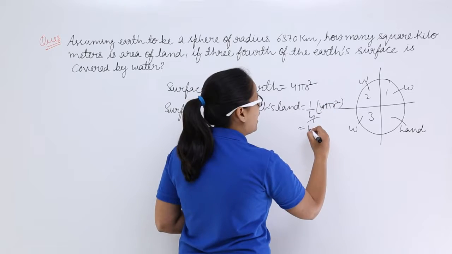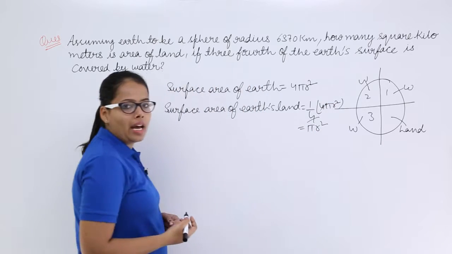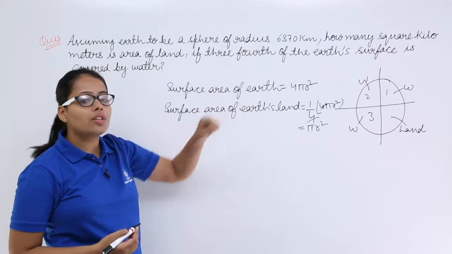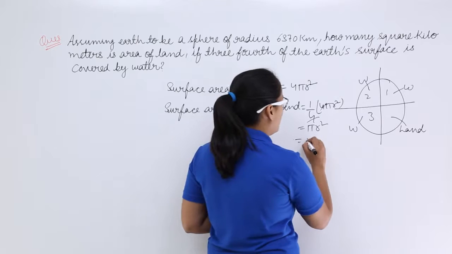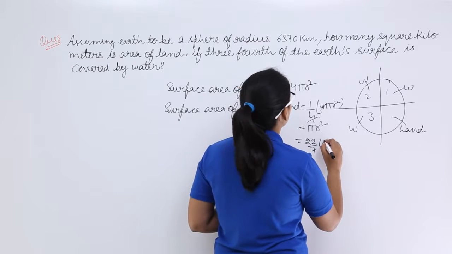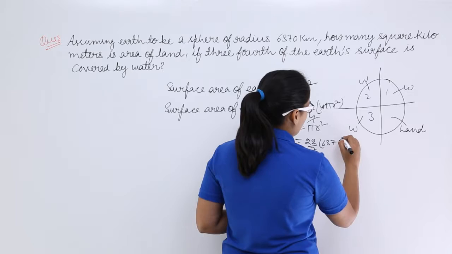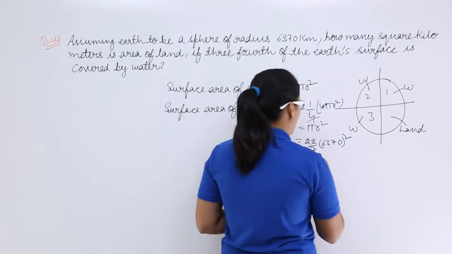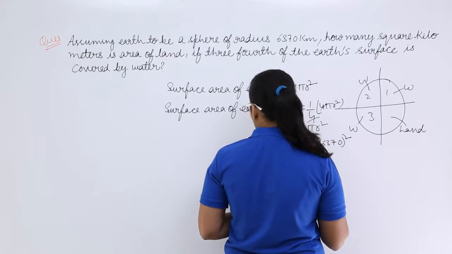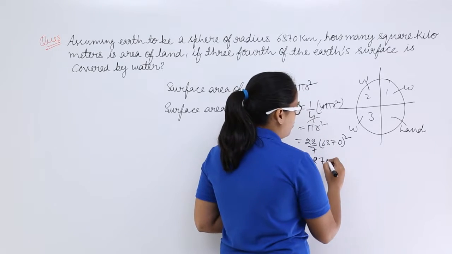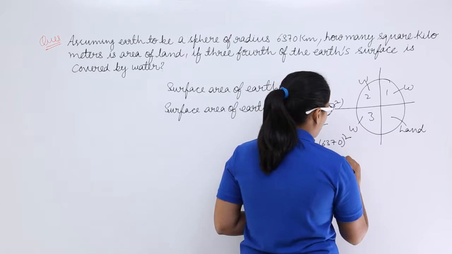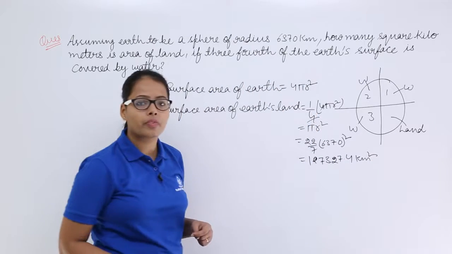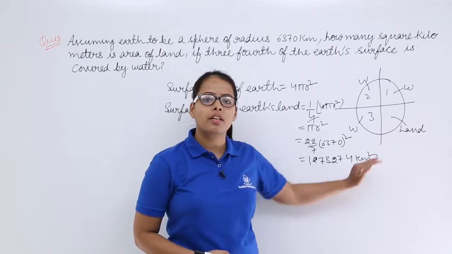So 4 and 4 will get cancelled out and you will be left with pi r square. You know the value of the radius of this Earth, which is 6370. Let's put this value here. When you solve this, on evaluation you will be getting 127327.4 kilometer square. So this is the area of the land.